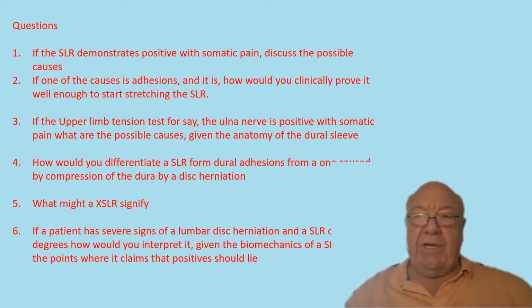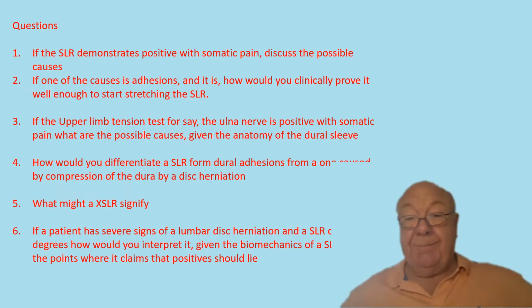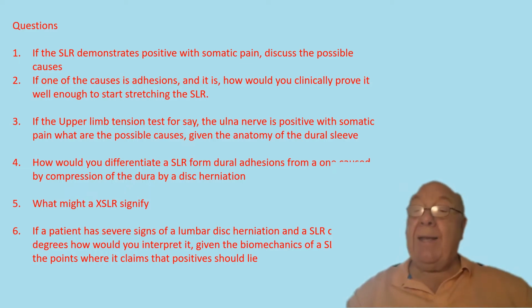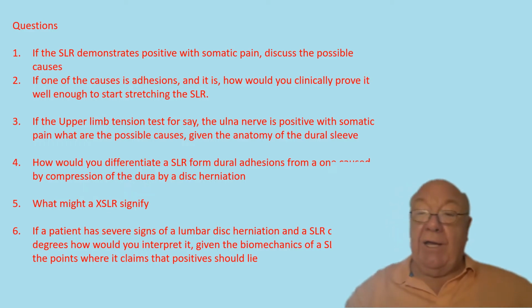So if the straight leg raise demonstrates positive with somatic pain, the tissue that's causing it is a somatic tissue. So this could be the hamstrings, it could be the glutes, it could be the hip joint, it could be the sacroiliac joint, it could be the lumbar spine. So all of these things are possible. Now, if we're looking at straight leg raising as a neuromeningeal test, then we lose a whole bunch of this.